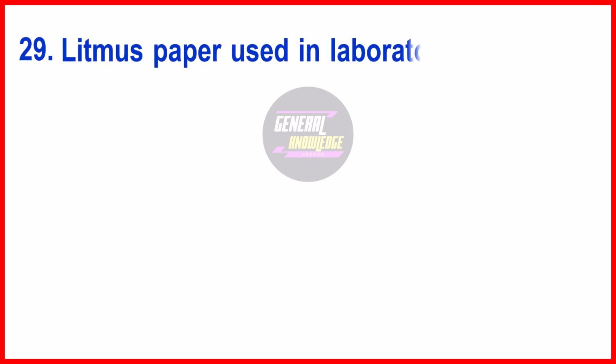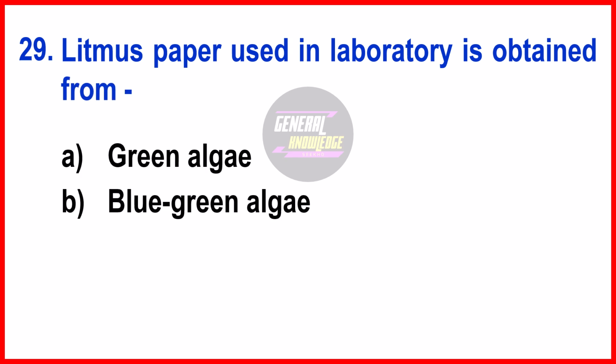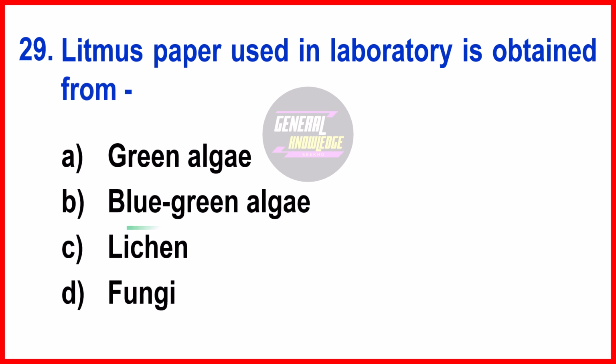Litmus paper used in laboratory is obtained from, the right answer is option C, lichen. Specifically, it is a dye derived from various lichen species. The lichens are processed to create litmus powder, which is then used to impregnate paper, making the paper pH sensitive and capable of indicating acidity or alkalinity through color changes.